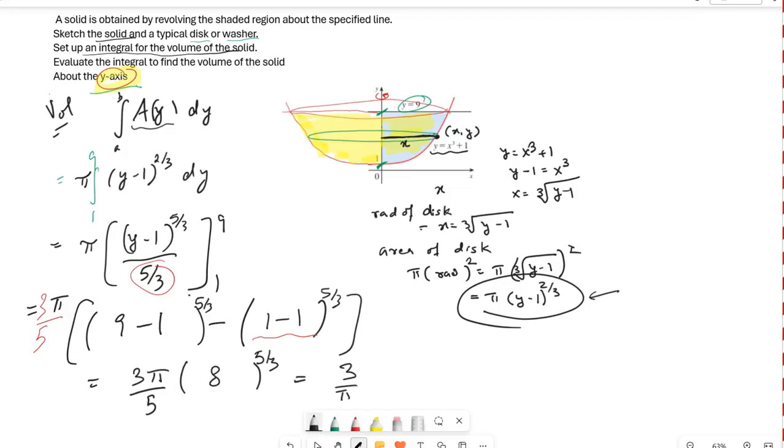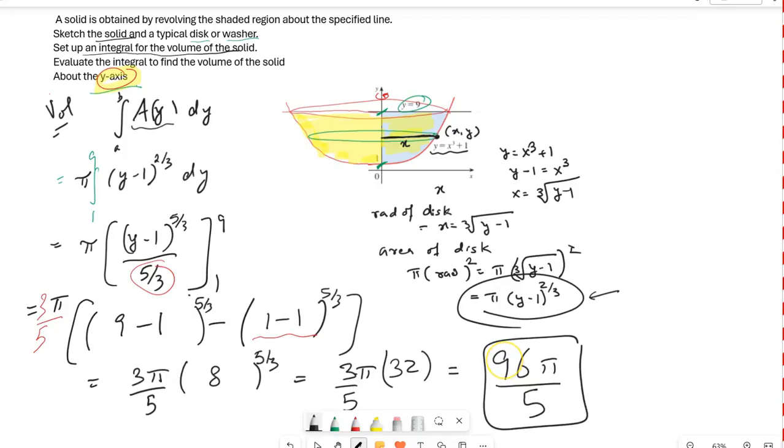That's going to be 3 pi by 5 times 8 to the power 1/3, which is 2, and 2 to the power 5 is 32. Basically, we have the volume as 96 pi by 5 for the given solid.